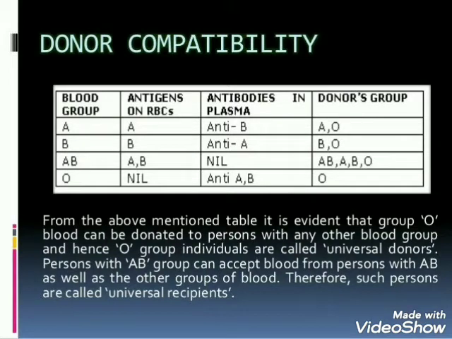From the above mentioned table, it is very clear that O can donate blood to any other blood group. Hence, O is known as the universal donor. Similarly, AB can receive blood from any other blood group. That is why AB is called the universal recipient. So the O blood group is the universal donor and the AB blood group is the universal acceptor or recipient.